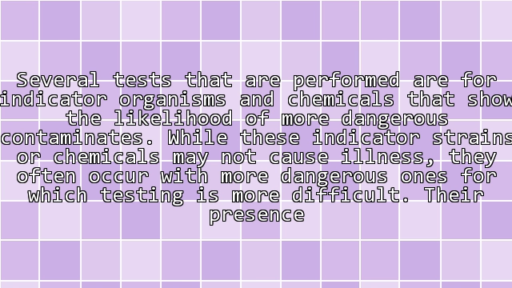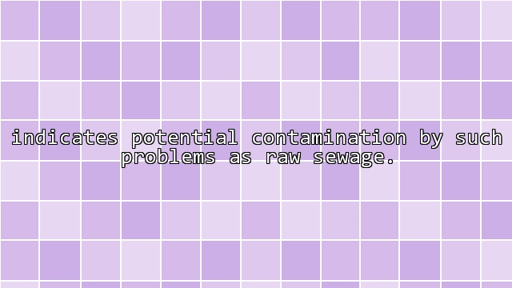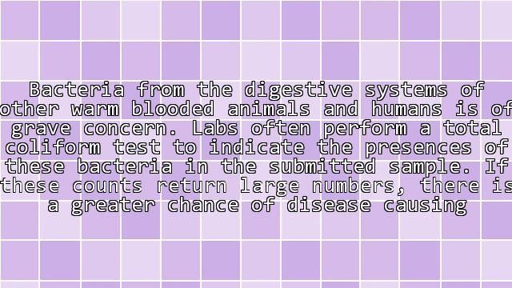Several tests that are performed are for indicator organisms and chemicals that show the likelihood of more dangerous contaminants. While these indicator strains or chemicals may not cause illness, they often occur with more dangerous ones, for which testing is more difficult. Their presence indicates potential contamination by such problems as raw sewage, bacteria from the digestive systems of other warm-blooded animals and humans, which is of grave concern.